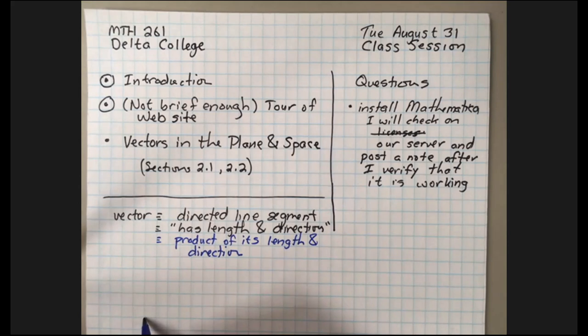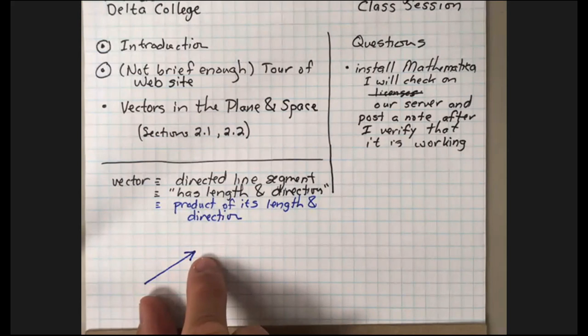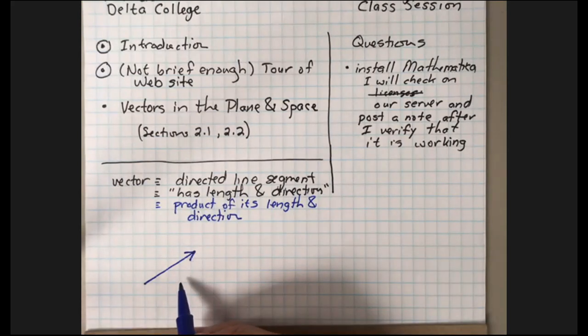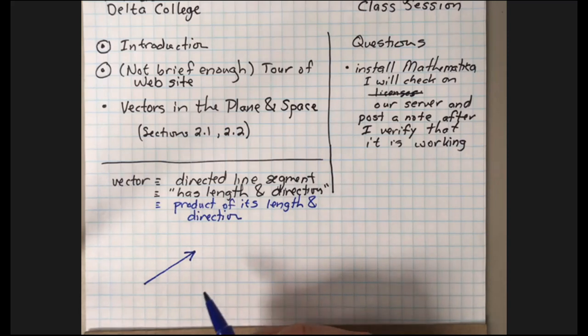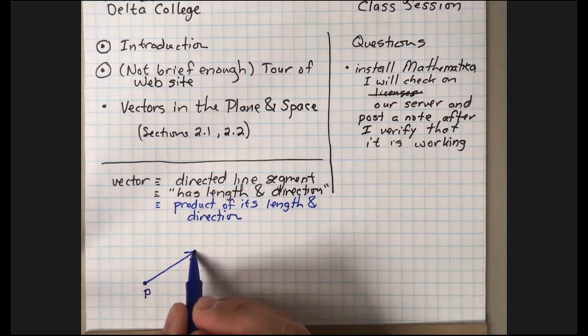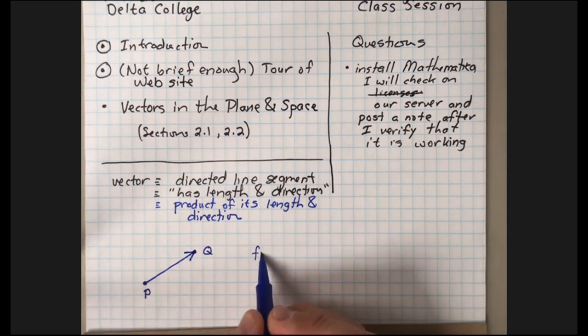So I commonly draw a vector like this. And that vector that I just put on the paper has a fixed finite length. And the arrowhead I put at the end is meant to indicate its direction. Vectors can start and stop anywhere. So if I told you this vector started at a point named P and it ended at a point named Q, this would be the vector from P to Q.